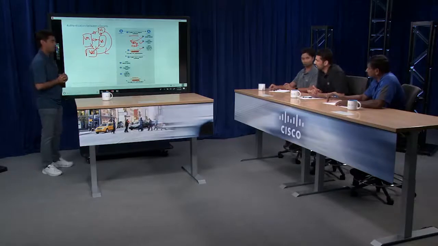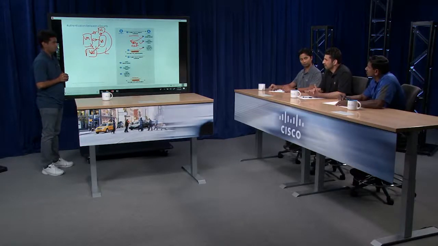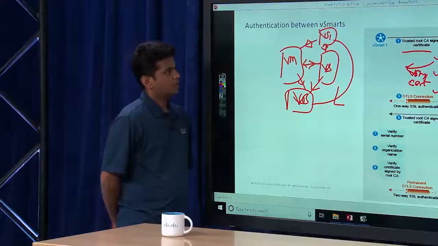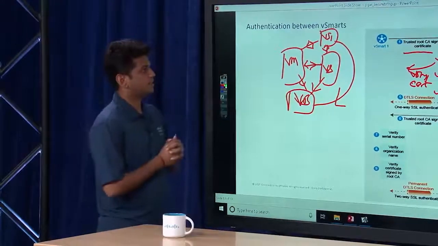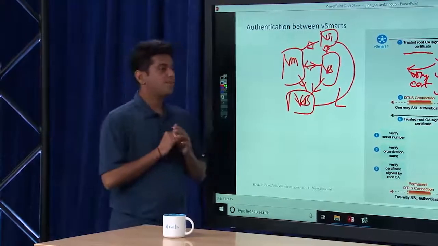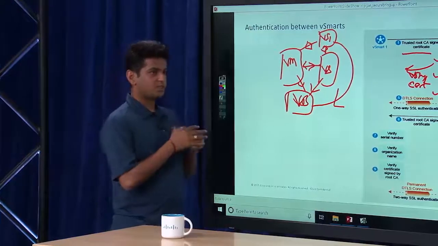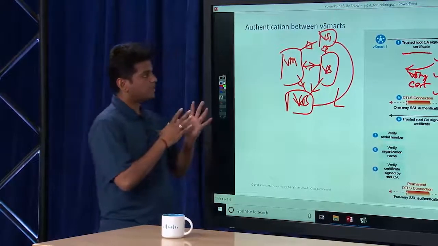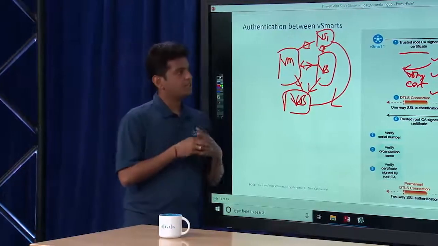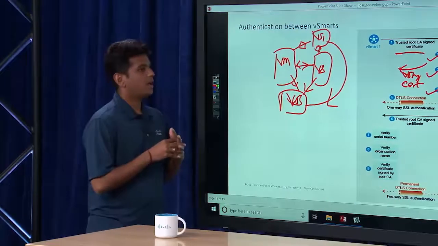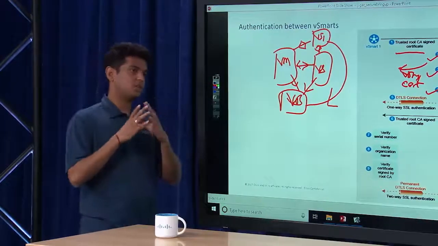One quick question regarding the authentication and validation between the control elements. Is there a server hello, client hello? Who's always the server and who's the client? Okay, so yes, that's a good question. Again, between vSmarts specifically, the lower system IP is always the client and the higher system IP is always the server.